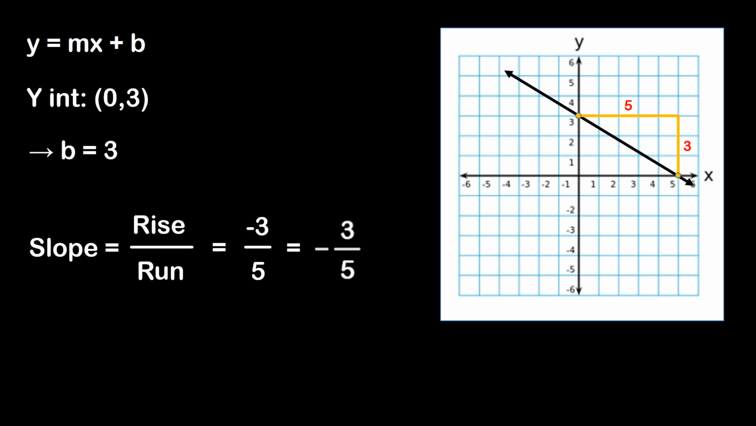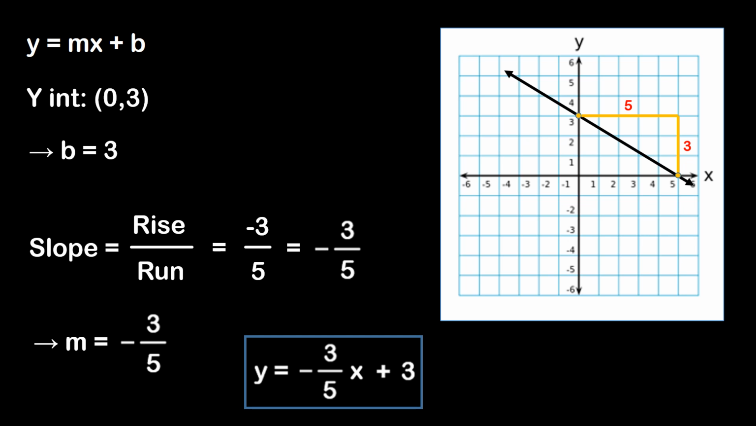So this gives us m is equal to negative 3 over 5, and our final equation is y is equal to negative 3 over 5 x plus 3. And again, it makes sense that we have a negative slope because the line is decreasing as we go from left to right.